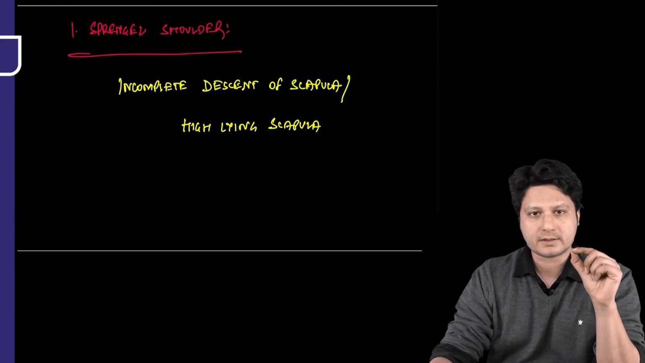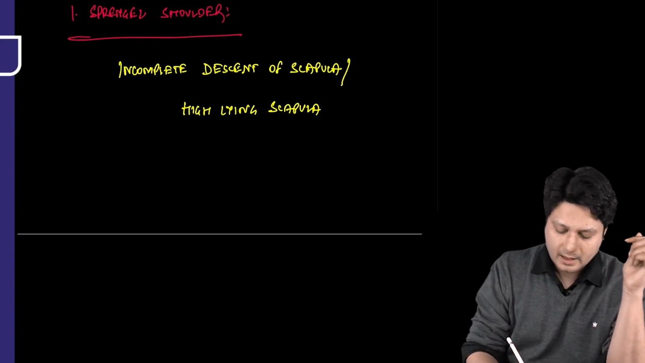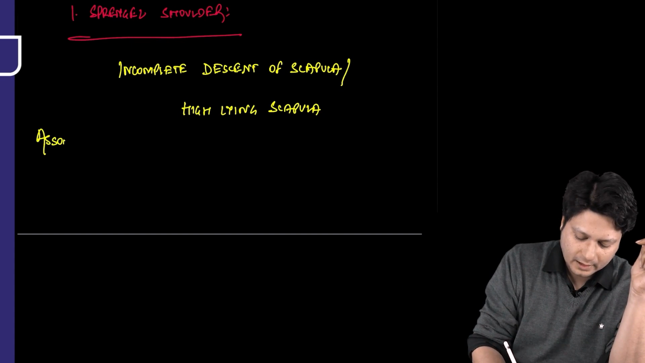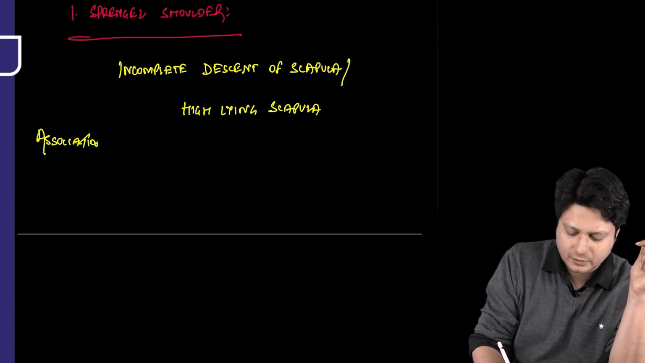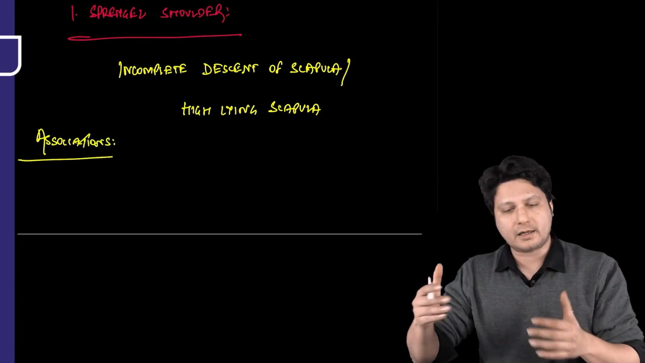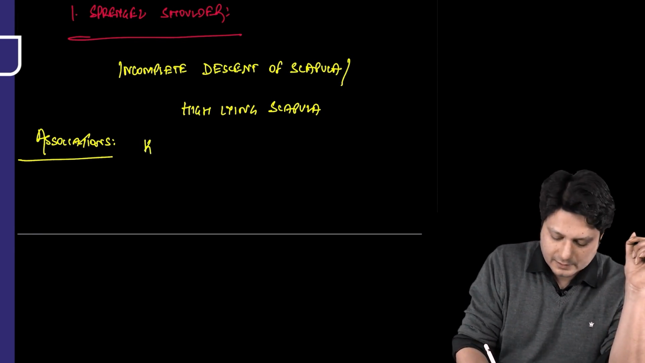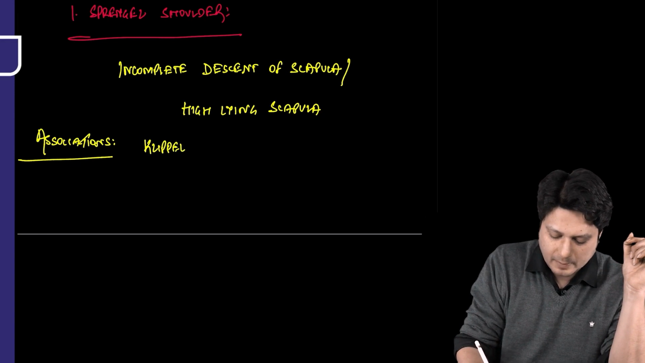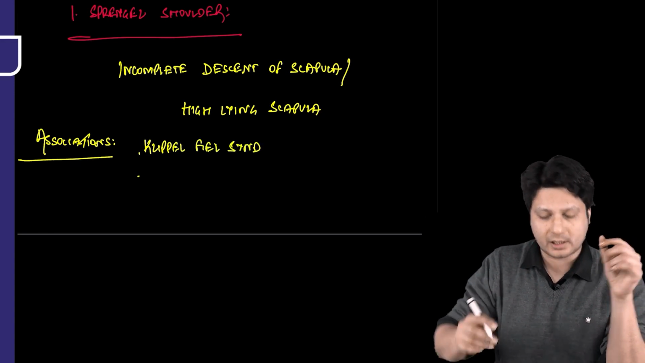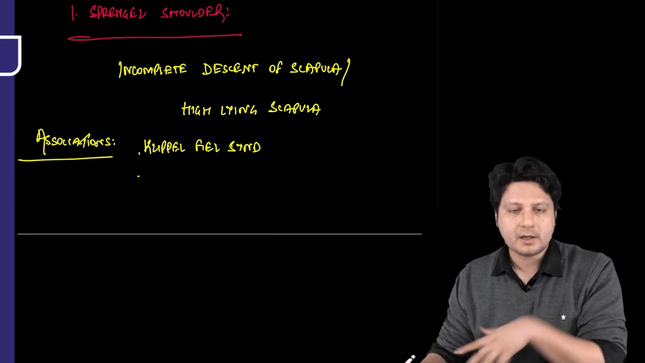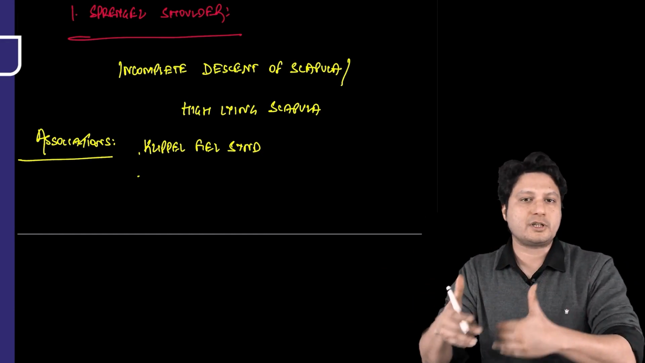Now, what you have to understand under this particular topic are the associations, meaning the other conditions with which it could be associated. One of the other developmental abnormalities it could be associated with is Klippel-Feil syndrome. So what is Klippel-Feil syndrome? You will come to know exactly about Klippel-Feil syndrome in the subsequent topic. But yes, it is another condition with which it could be associated.